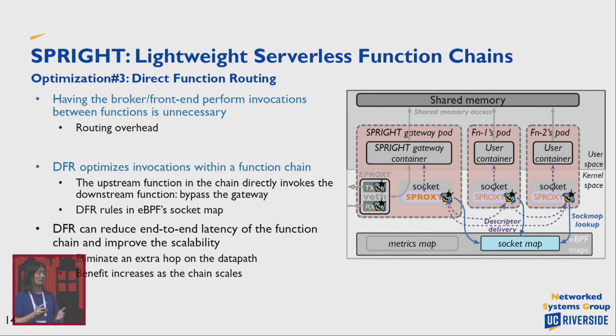And having the broker and front end perform invocations between functions is unnecessary, and that introduces lots of additional overhead. So we use this direct function routing to go from one function to the other one directly by using the routing rules in the eBPF socket map. And this can help us reduce the end-to-end latency of function chain processing and improve the service scalability.